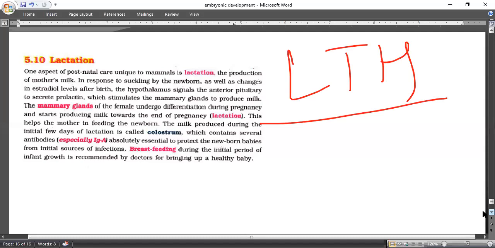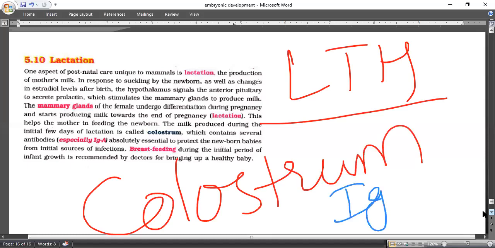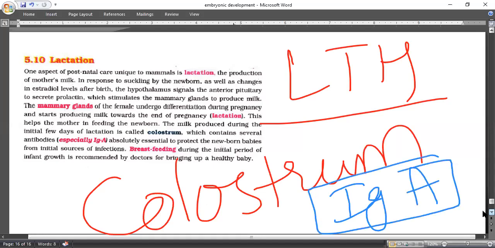This helps the mother in feeding the newborn. The milk produced during the initial days, a very important question, we call colostrum. The colostrum contains IgA antibodies. In immunology, we call it natural passive acquired immunity. It is absolutely essential to protect the newborn baby from the initial sources of infection. After birth, the surroundings of the newborn baby may cause infections. That's why the mother is providing antibodies in that way.